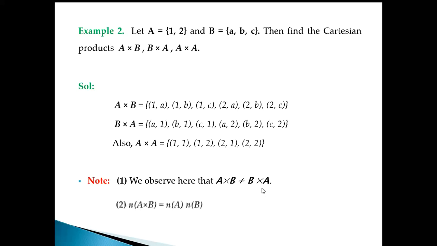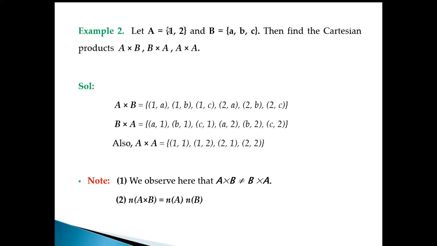Now next come to the point: how many ordered pair elements are there in A cross B and B cross A? How can we calculate this? We can find it from the number of elements in A and the number of elements in B. When we multiply the number of elements of A and the number of elements of B, we get the number of elements in A cross B or B cross A.